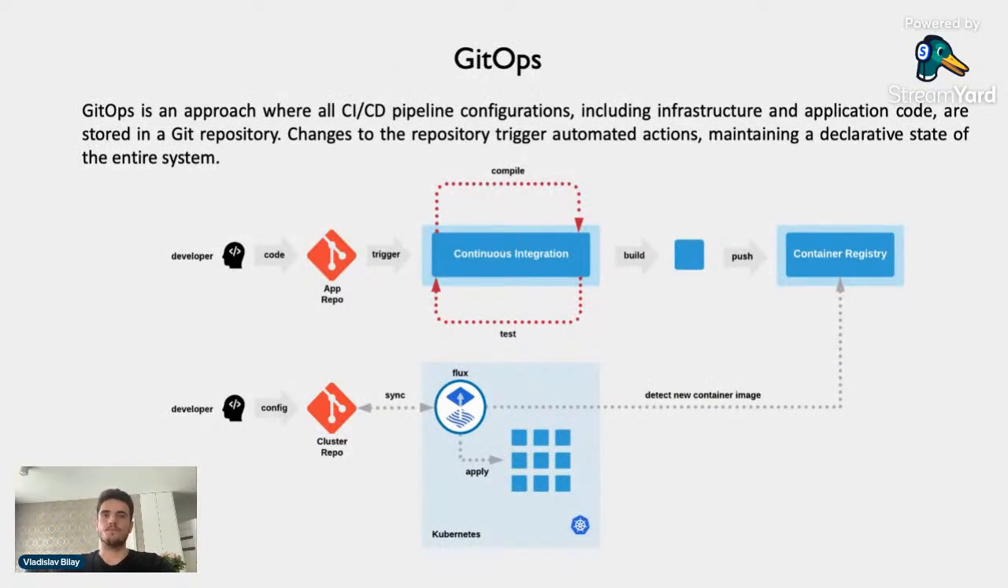The next one is GitOps. GitOps is an approach where all CI/CD pipeline configurations, including infrastructure and application code, are stored in a Git repository. Changes to the repository trigger automated actions, maintaining a declarative state of the entire system. Weaveworks, a Kubernetes-based company, champions GitOps principles. They use tools like Flux and Argo CD to manage Kubernetes clusters. Changes made to the Git repository, such as updates to Kubernetes manifests or application code, are automatically synchronized with the live environment, promoting consistency and reliability.